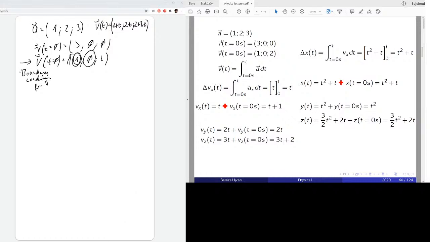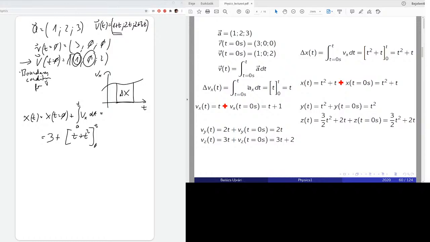If I know the Vx, for example, how it depends on t, the delta x, the displacement, is the integral of the Vx of t. So x of t will be the x at the given boundary condition plus the integral from 0 to t of Vx, and that will be 3 plus, this is t plus t squared, the primitive function of 1 plus t from 0 to t, which is 3 plus t squared.